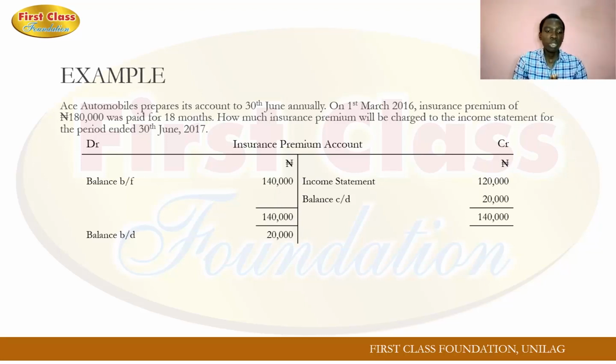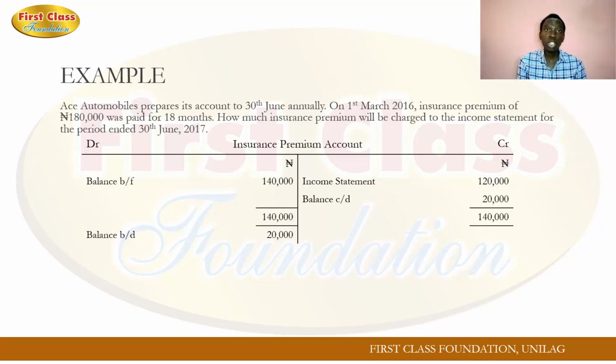I hope that is clear. So the expense that was charged in the previous period was for 4 months: March, April, May, June. The insurance premium was for 18 months, meaning that out of 18 months, 14 months are still left. That will be carried forward to the next period as insurance premium. And because it's a prepayment, that's why it is balance brought forward. 14 months out of 18 months, that's 14 over 18 times 180,000, giving us 140,000.